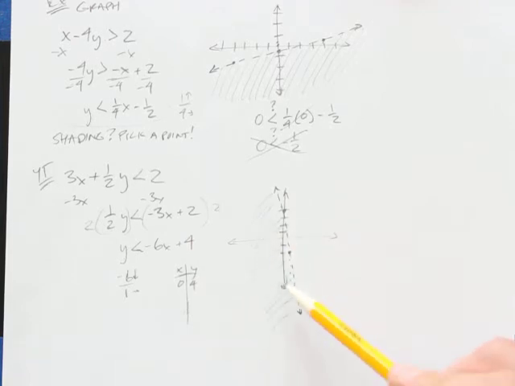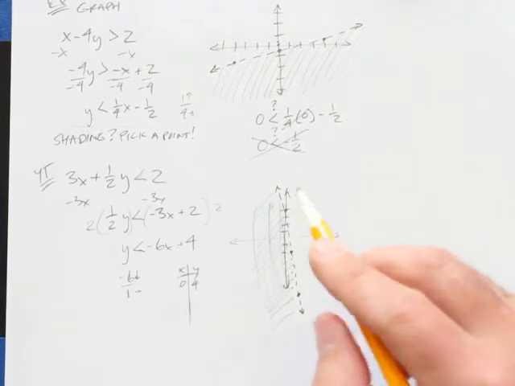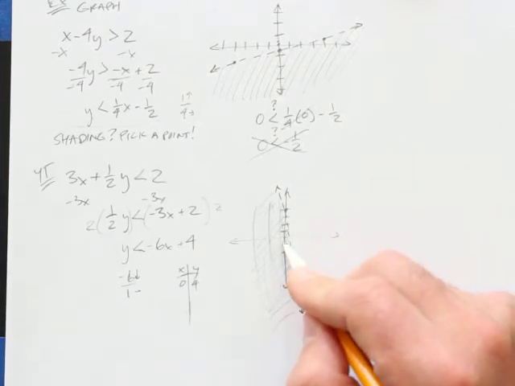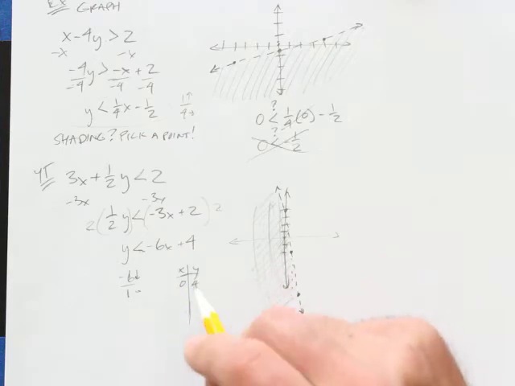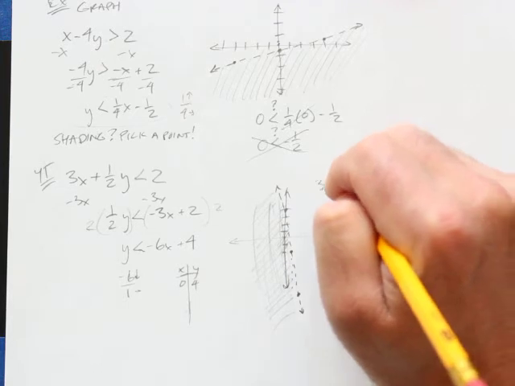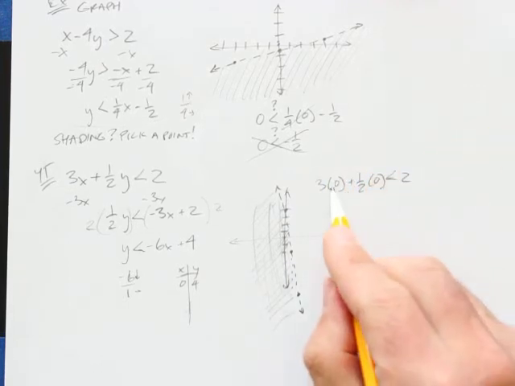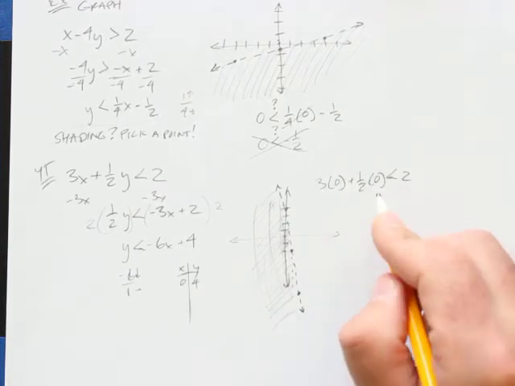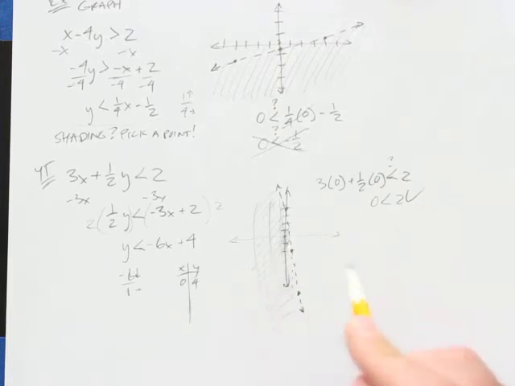When it's this kind of a vertical line, it's so vertical, sometimes it can be hard to decide which one is which. So if I plug in 0, 0, notice how I've shaded in 0, 0? That should work. So let's plug in 0, 0 and see if it does. We can plug it into the original equation. That sounds fun. 3 times 0 plus 1/2 times 0 is less than 2. 0 plus 0 is 0. So 0 is less than 2. Is that true? Yes, it is. So we shaded the correct way.